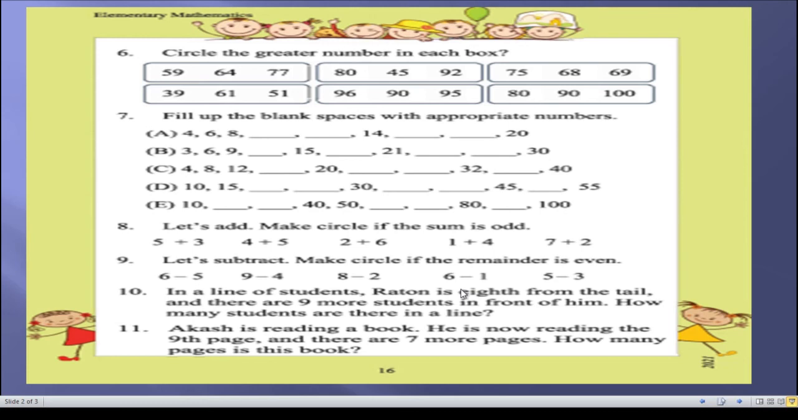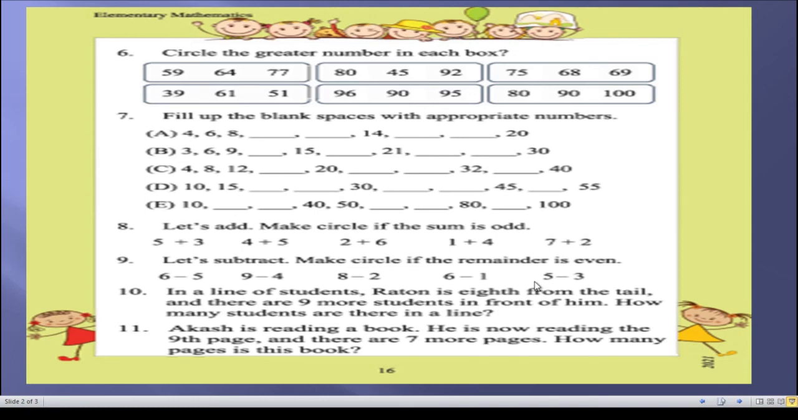And at the last of these types of questions mentioned in question number 9, in the last math, we can see 5 minus 3. What is 5 minus 3? 5 minus 3 is equal to 2, and you can easily identify that 2 is an even number. Because 2 is an even number, you should make a circle in the remainder. You should make a circle in the result.